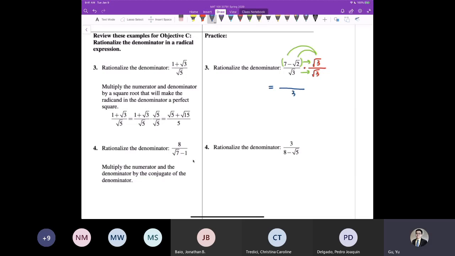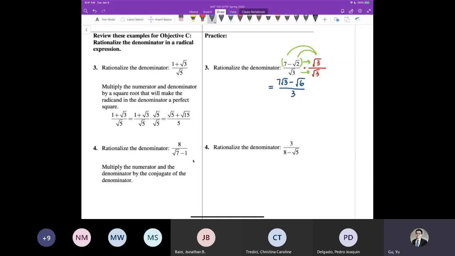Let's multiply. Denominator becomes 3, and the numerator you distribute, so that's 7 times radical 3. It's just 7 radical 3, minus radical 2 times radical 3, that's radical 6. And that will be the final answer to number 3. We completed the rationalization process. Our equivalent expression doesn't have any radicals in the denominator.